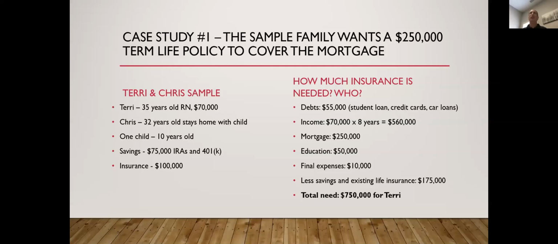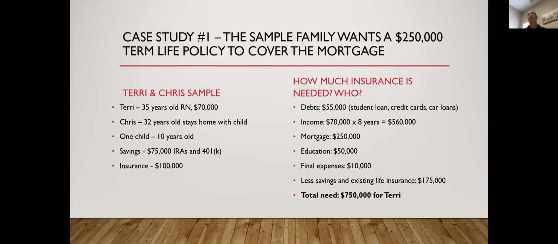So here you can see, what are we doing for Terry and Chris, the sample family? $750,000, what's that going to cover? It's going to cover about 8 years' worth of income. It's going to pay off all their existing debts. They're going to have a free and clear house. They can put $50,000, maybe even more, for education, and have money to pay the final expenses. And then there's life insurance and some savings that they already have.